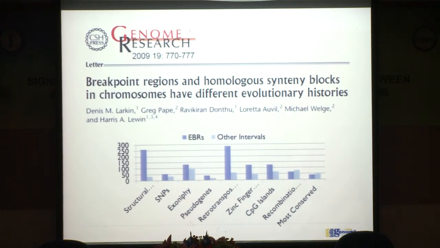So when we looked in the breakpoint regions, we looked at 15 different functional categories that are available from the UCSC genome browser. And I think this was also a very surprising and important result. If you look within the breakpoint regions versus the homologous synteny blocks, you see a significantly higher density of genes that have been segmentally duplicated and copy number variants. You see more genes, exonaphy. You see more zinc finger genes. Those are the genes that are involved, of course, in transcriptional regulation.